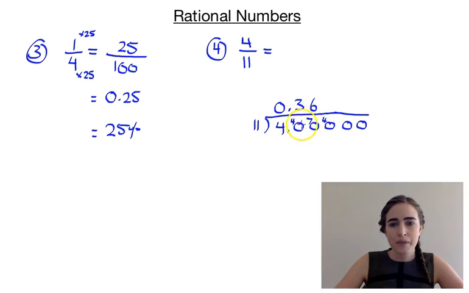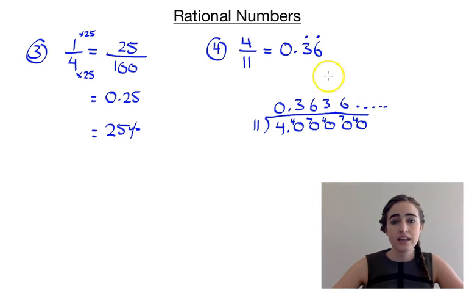So notice we're back to this 40 again. So we'd end up with a 3 up the top and a 7 left over, and then we've got a 70. We'd end up with a 6 and a 4 left over, and that pattern is going to keep going forever. So this is actually a recurring decimal. So we'd end up with 0.36 recurring. Okay, so that's going from a fraction to a recurring decimal.